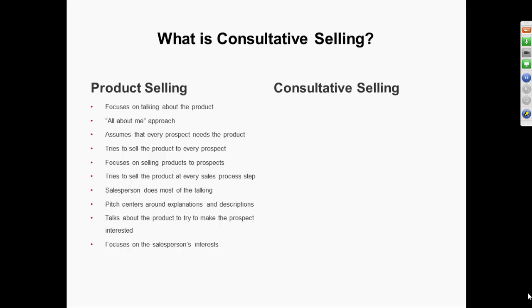So what are the salesperson's interests? Selling the product, making commissions, hitting targets, maybe, you could say, not working real hard, or having an easy job or whatever. But one of the biggest interests of a salesperson is making money, being successful, and hitting sales targets. And when you're doing product selling, you're primarily focused on those things.